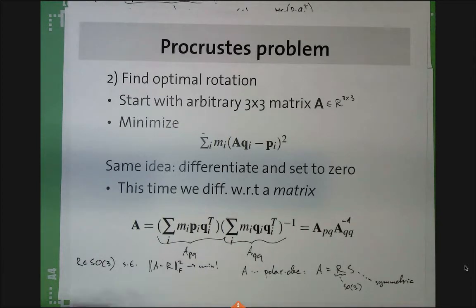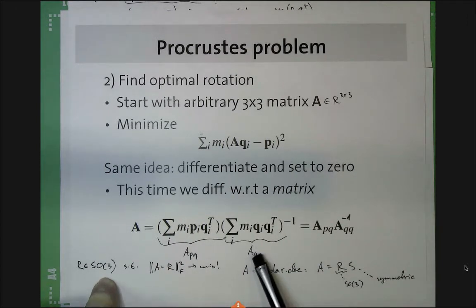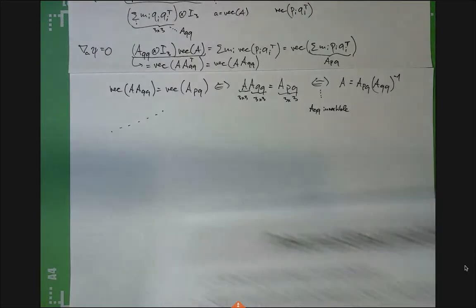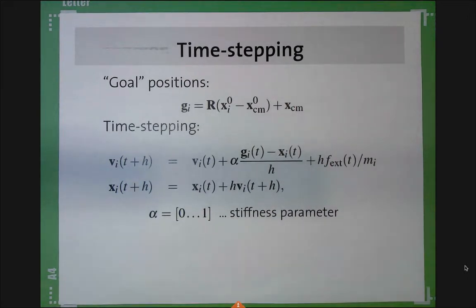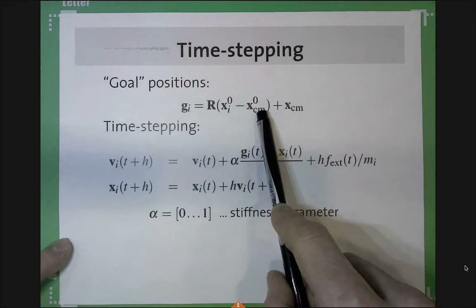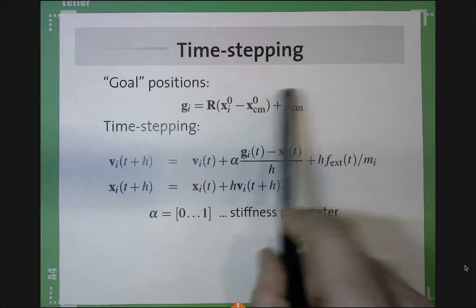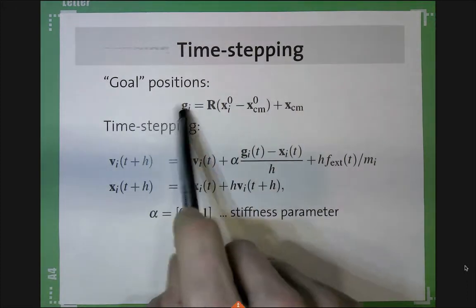So the derivation was a little bit ugly, but at the end of the day, all we need to do is compute the A_pq, A_qq, invert. The A_qq, by the way, is constant because it only depends on the rest positions, so you only need to invert it once. But the polar decomposition needs to be computed every frame. And once we have done that, then we are basically done, because once we have the R, and the T's are hidden here in the centers of masses. That's why the T's don't explicitly appear there. The T's basically are the centers of masses. So we can directly compute the goal positions.